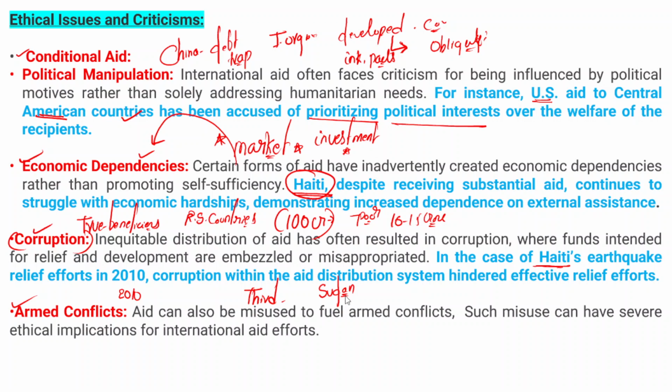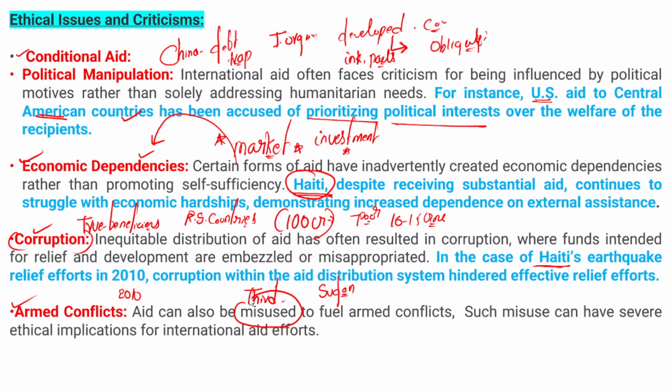So how is this misused? This aid is being misused to buy arms and ammunition, or this aid is being misused for personal benefits. So therefore, at the international level, it is very important to ensure that the aid reaches every beneficiary, and therefore such accountability mechanisms are very important.